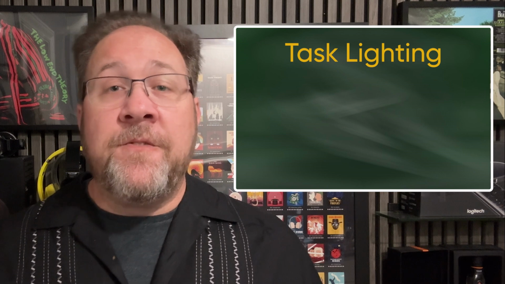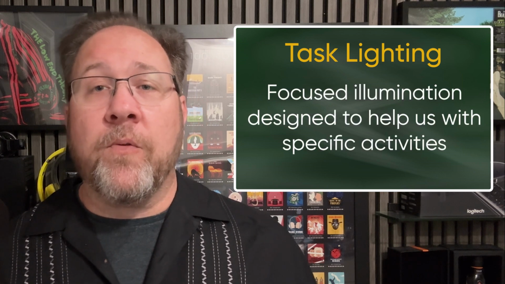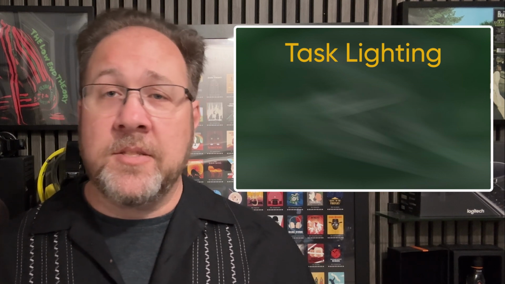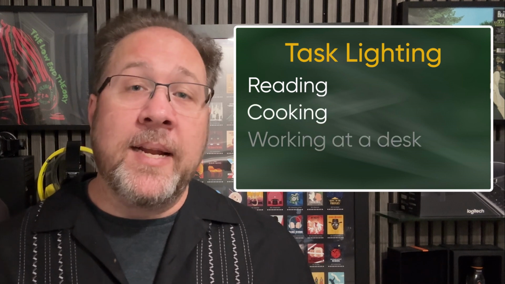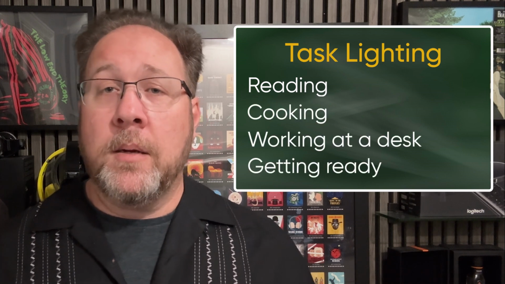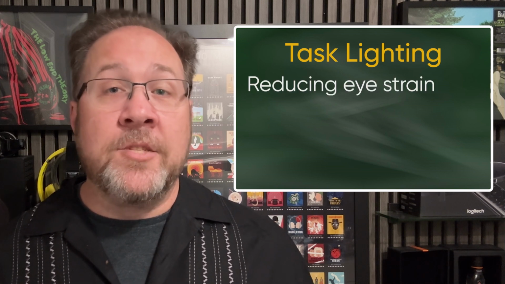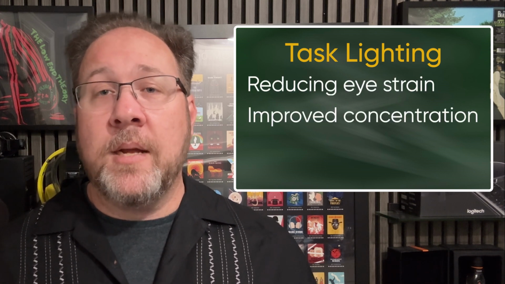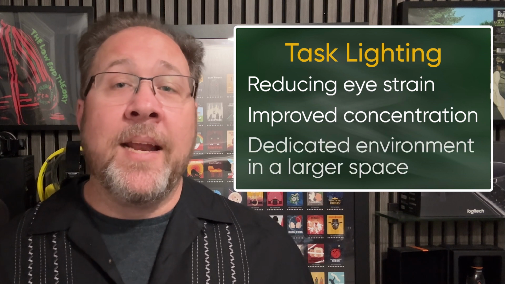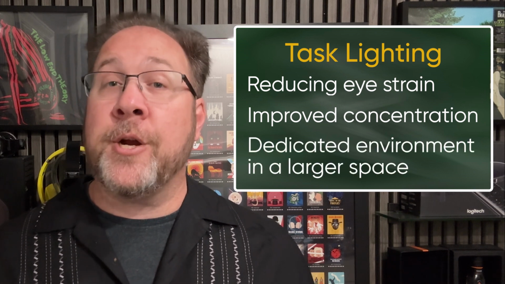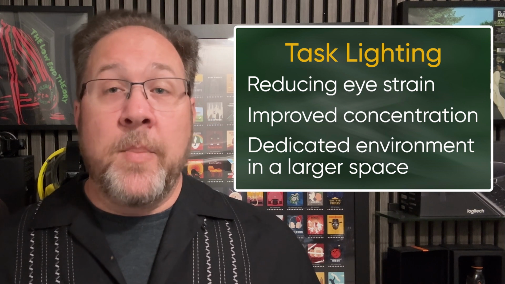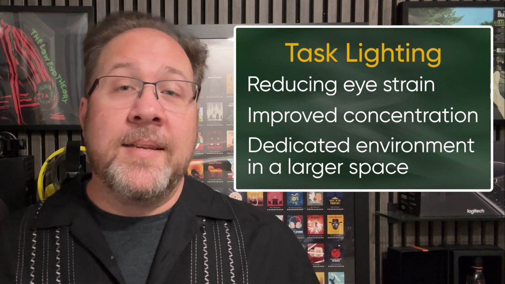Task lighting is focused illumination designed to help perform specific activities such as reading, cooking, working at a desk, or getting ready in the morning. It's important because it offers several benefits, including reducing eye strain, improved concentration, and is often used to create a dedicated work environment within a larger shared space. Think of a desk in a bedroom or your work from home space in the dining room.